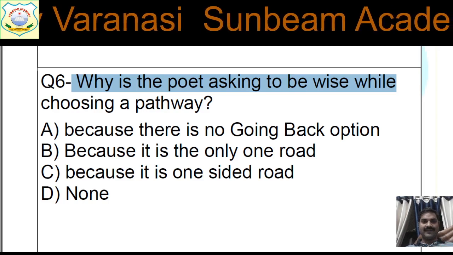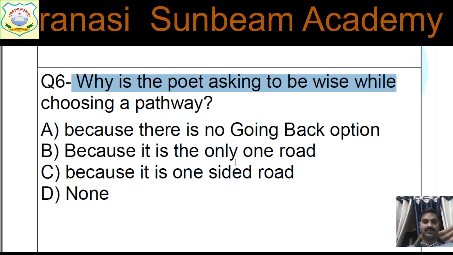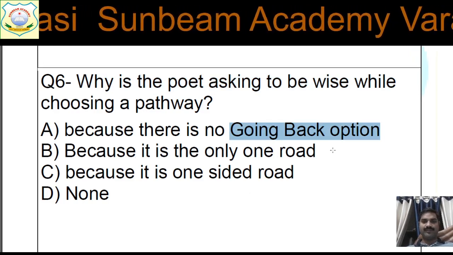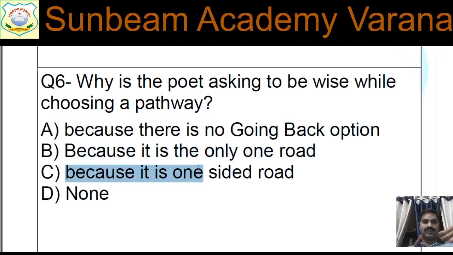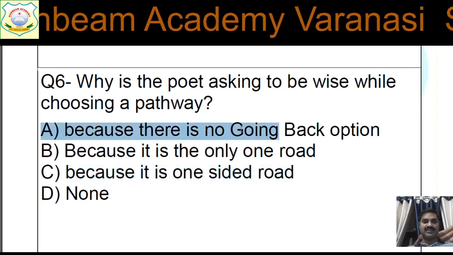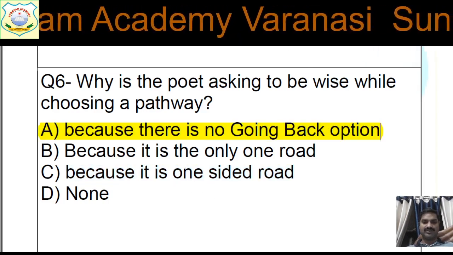Why you need to be wise? Because there is no good going back option. It is also correct. Because it is the only one road. No, there were two roads. Because it is one sided road. No, I think here this is the most easy answer among these options.